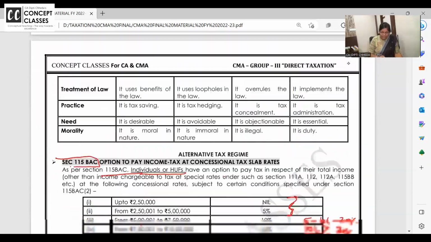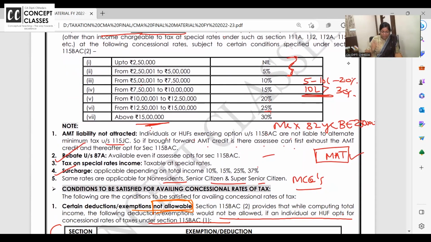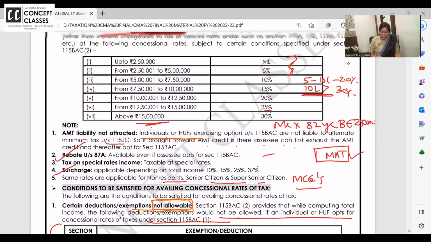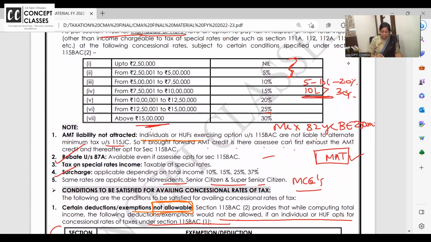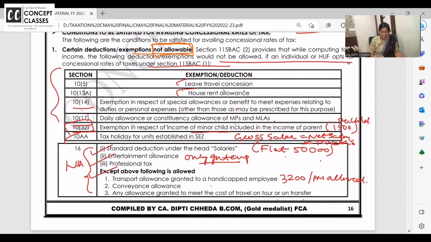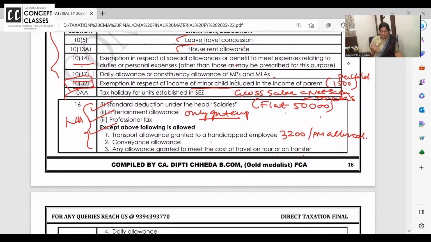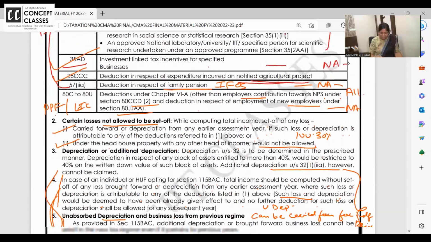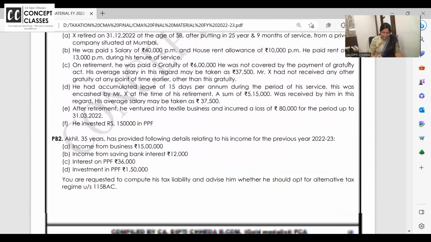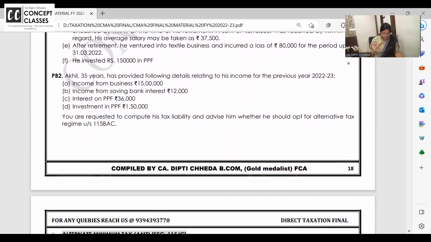And in MCQs, they can ask you this, dear students, that if they are going for the new tax regime, it is applicable for whom? Only individual and HUF. And if he is 82 years, will you get basic exemption of 5 lakh? Answer is no. No additional basic exemptions are applicable. Rest all surcharge, rebate, special income, special rates, all same. Sure. Let us solve problem number 2 first.